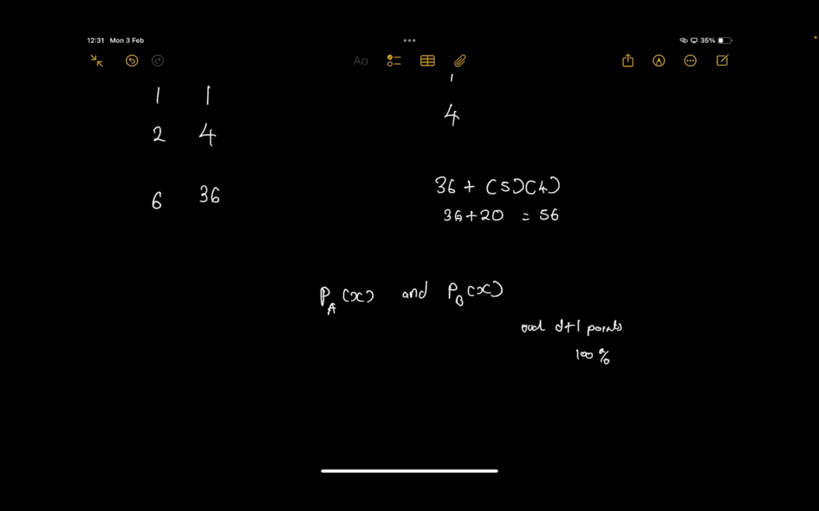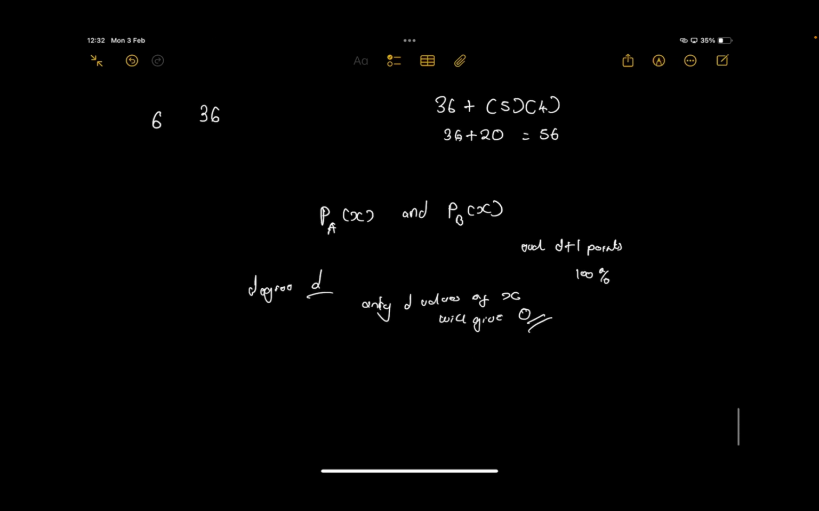It's because a degree D polynomial has a maximum of D zeros, right? So if a polynomial is degree D, then only D values of x will give you 0, right? Yes. That's the maximum of D roots. Does that make sense? Now, we said if they are not equal, this thing will be a degree D polynomial.